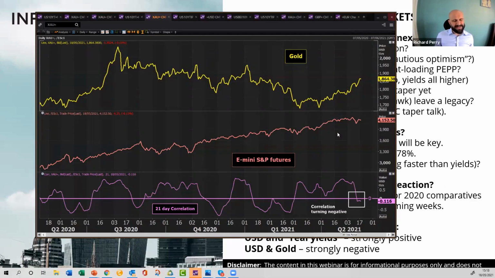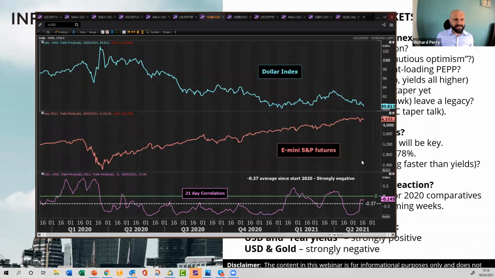Gold and equities has sort of lost. It's been a bit choppy, and it's sort of gone neutral currently. This is an interesting one that I'm actually looking at for a report I'm writing: the S&P 500 and the dollar have an average correlation of 0.37 negative since the beginning of 2020.